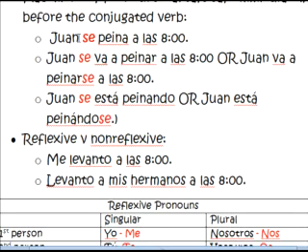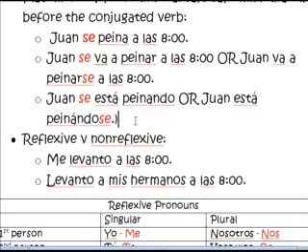So it would be me peino a las 8. Me voy a peinar a las 8. Or voy a peinarme a las 8. That would correspond with this one. And if I wanted to say I am combing my hair, me estoy peinando. Or I could say estoy peinándome.